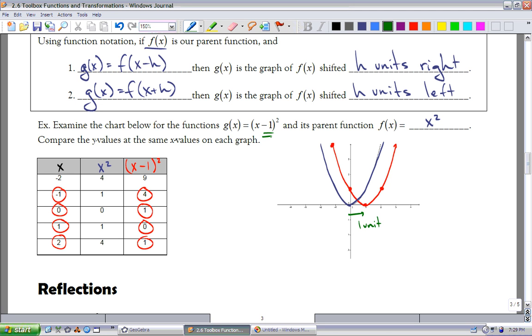That's because of this -1 here, and you'll notice that's consistent with what we have up top. If we have x minus h, then it's shifted h units to the right. Okay? And you'll notice that your y values are all shifted 1 unit to the right of the x values of the parent function.